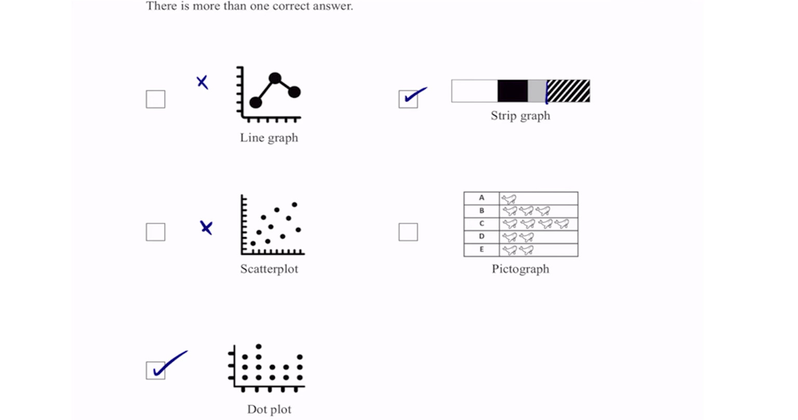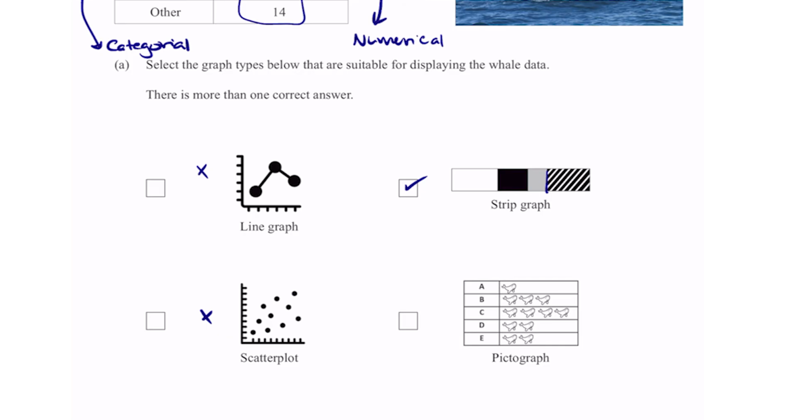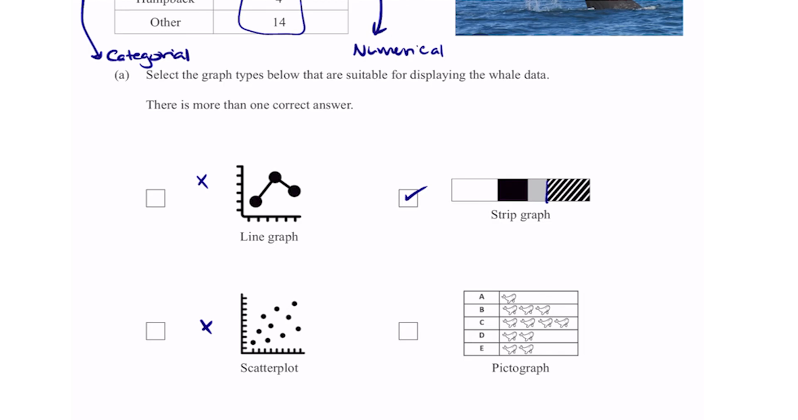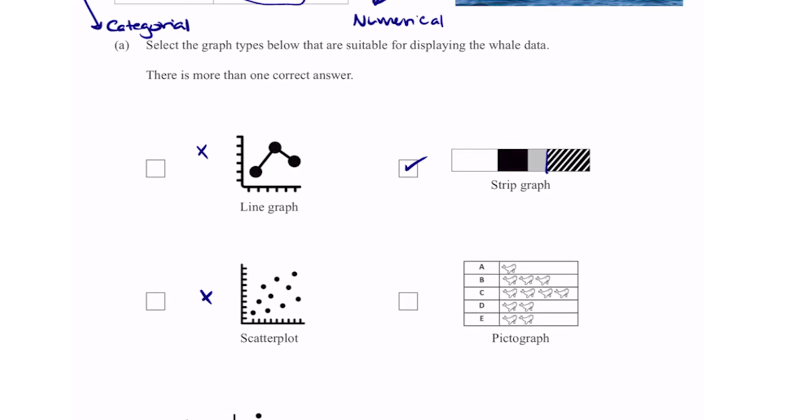And finally, pictograph. Could we use a pictograph? Well, essentially a pictograph is very similar to a dot plot, right? So we could put these as our categories, and this is our count of whales. So I'd say that's fine as well.